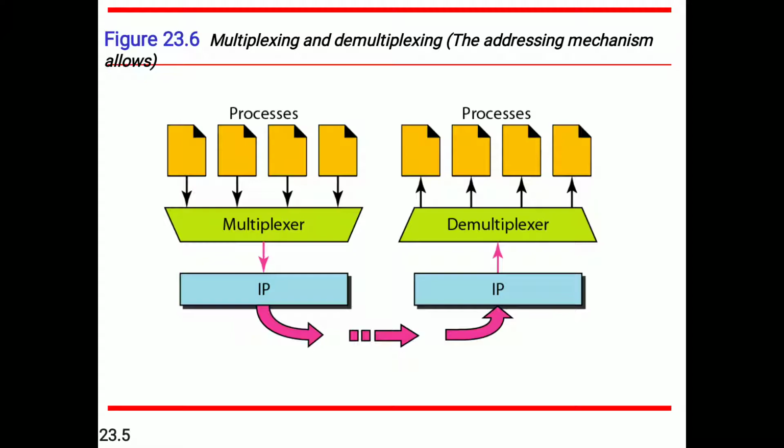Multiplexing and demultiplexing. Multiplexing: at the sender site, there may be several processes that need to send packets. However, there is only one transport layer protocol at any time. This is a many-to-one relationship and requires multiplexing. The protocol accepts messages from different processes, differentiated by their assigned port numbers.